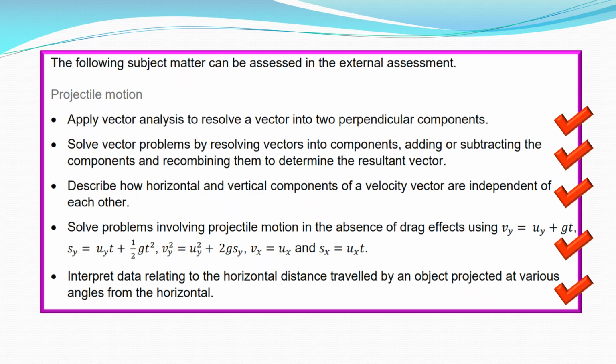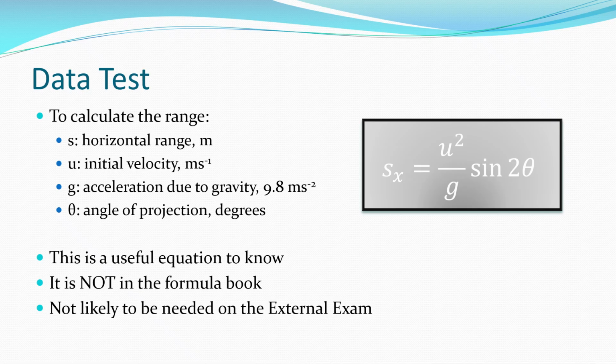Now, a couple more things I really want to talk to you about. Your data test. We typically do a data test where we analyse results of experiments and so on. Now, this particular relationship here, s = u squared over g sine 2 theta, is a useful equation to remember for data tests, for data analysis. It's an easy way to convert between an initial velocity and an angle to a horizontal range. You may like to look at this for an experiment that you're looking at. So perhaps you can look at range being proportional to sine 2 theta, that sort of thing. But it's an easy way to sort of convert between a few things.